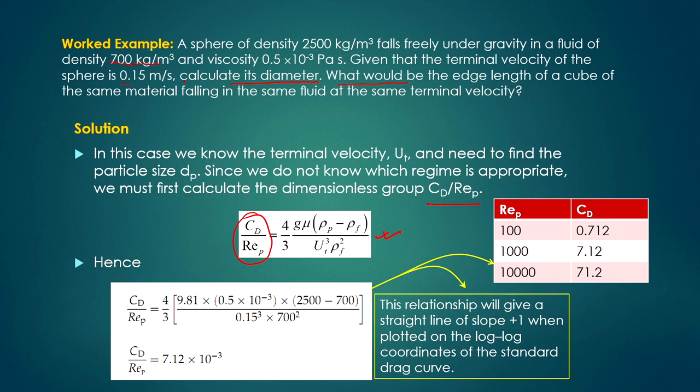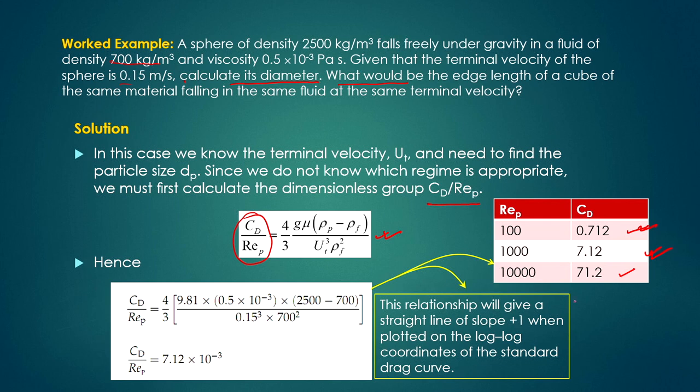So, as per this, if you change the REP value, you will get the respective CD value. For REP equal to 100, you will get the CD value 0.712. For REP 1000, you will get CD equal to 7.12, and for REP 10,000, this CD value will be equal to 71.2. Now, plot this log CD versus log REP, and you will get a certain intersection. Of course, this will be a straight line of positive slope 1 in the log-log coordinates of that standard drag curve.